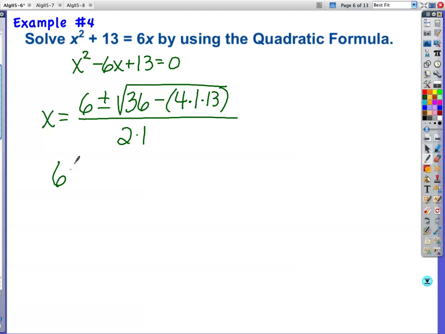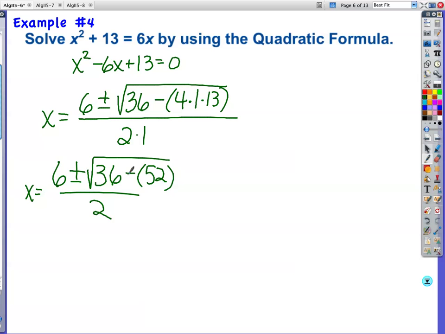Here's the cool thing that starts happening with this one. I just want to work this one through. 36 minus 13 times 4 is 52. Now, way back in Algebra 1, you would have come across this next step and done this little thing. 36 minus 52 gives you a negative 16. And you would have been like, whoa, negative 16, I can't do that. My calculator won't let me do that.